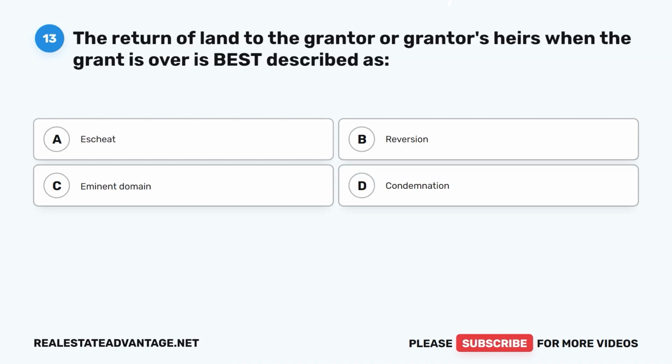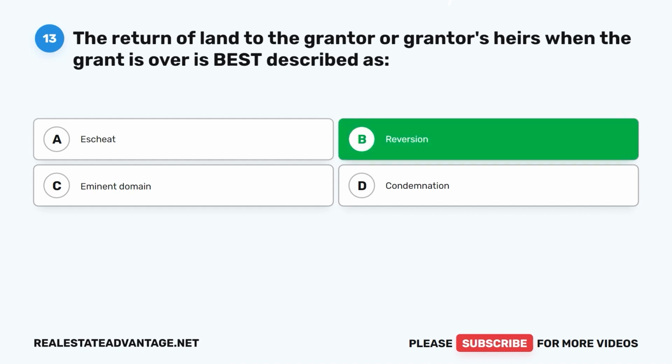Question 13. The return of land to the grantor or grantor's heirs when the grant is over is best described as A. Escheat, B. Reversion, C. Eminent domain, D. Condemnation. The correct answer is B.